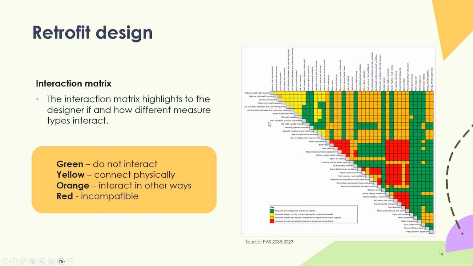So just another quick bit about retrofit design. There's a tool within the PAS document, which is actually free to download from the BSI website, if you're not aware of that. PAS 2030, PAS 2035, 2023, you can download for free from BSI. Within the PAS, and I think it might actually be in PAS 2030, there is this measures interaction matrix, which is a visual aid to understanding which measures do not interact, which do interact, maybe which contact physically, and in the red area, these are incompatible, as it says there on the left, the color coding.